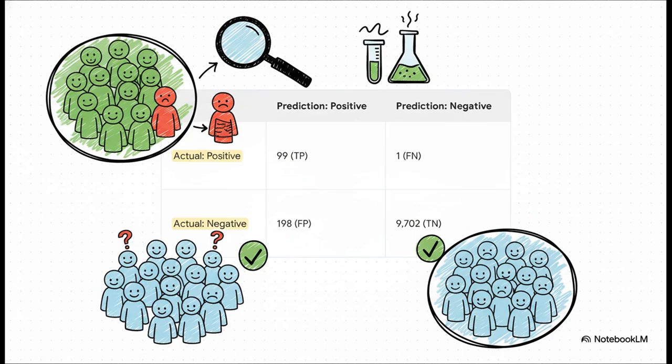Now just look at these numbers. Out of the 100 people who are actually sick, the test does a great job. It finds 99 of them. Those are our true positives. It only misses one person, our one little false negative. Awesome! But now look at the 9,900 healthy people. The test incorrectly flags 198 of them as being sick. Those are our false positives.